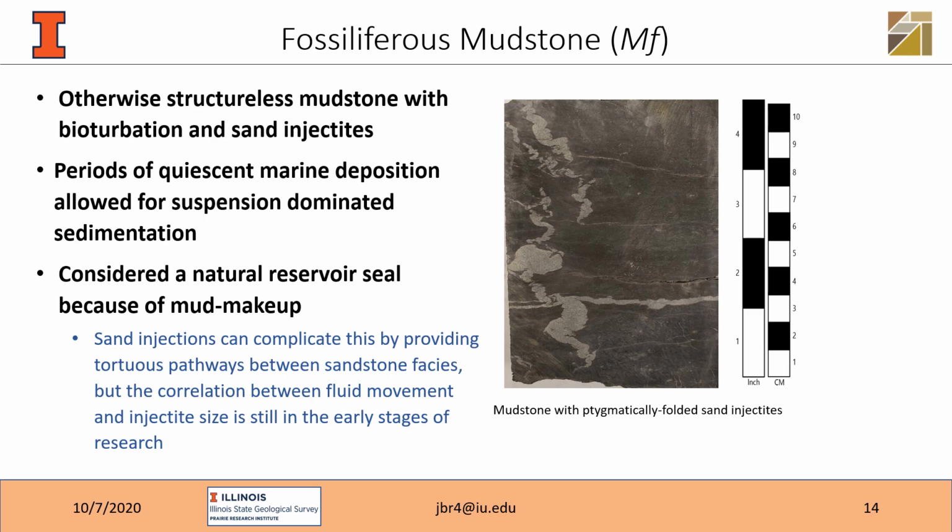Deposition of this unit was largely suspension-driven sedimentation from a period of marine deposition in the Borden Deltaic complex. The small grain sizes impede fluid movement, thus making this facies an ideal impermeable cap rock. Fracturing in sand injectites does pose a potential risk to a cap rock, as they are small windows by which fluids can move more easily. As far as I'm aware, however, the exact correlation between fluid movement and injectite size and occurrence is very much still in the early stages.